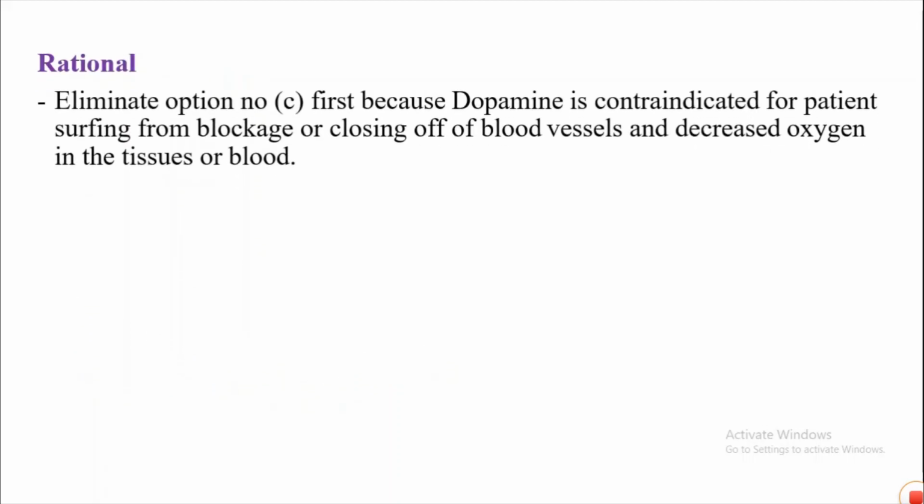First, eliminate option number C, dopamine. Why? Because dopamine is contraindicated for patients suffering from blockage or closing off of a blood vessel and decreased oxygen in the tissue or blood.